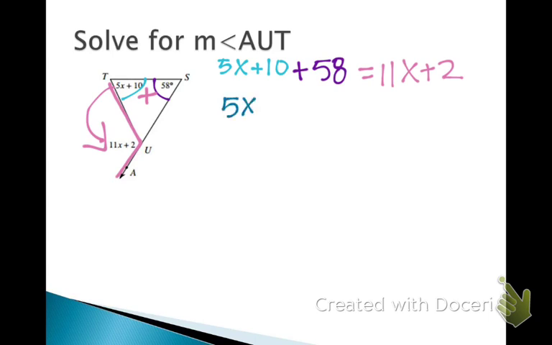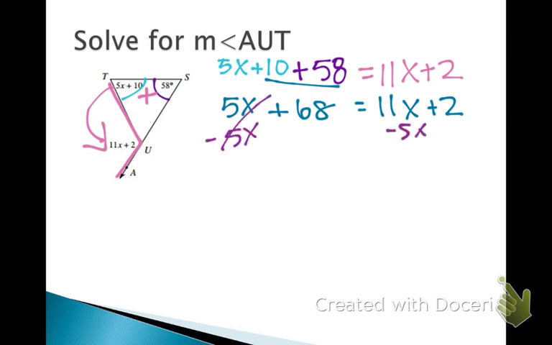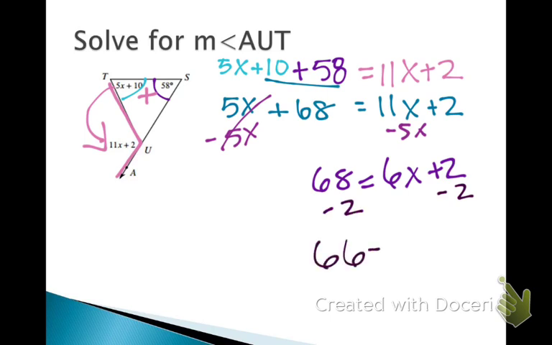I'm going to combine like terms on the left. What is 10 plus 58? 68. Now I'm going to move my smallest x. So what here is my smaller x? 5x. So we have 68 equals 6x plus 2. What's my next step? Subtract 2. So we get 66 equals 6x. Divide by 6, and x equals 11.